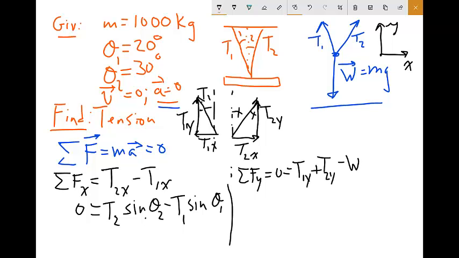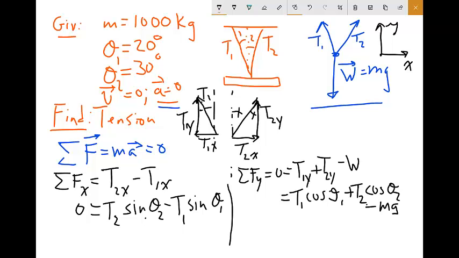Again, I've taken account of the directions here, okay? So all the numbers are positive. I put the directions in the signs. All right, so T1y is going to be, let's see, I'm looking at T1y. It's going to be the cosine, T1 cosine theta 1, right? And plus T2 cosine theta 2, and then I have to subtract mg here.